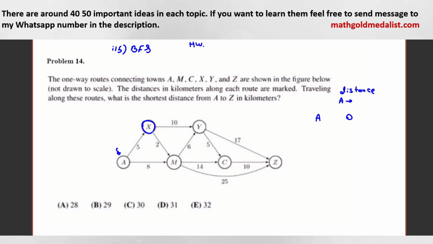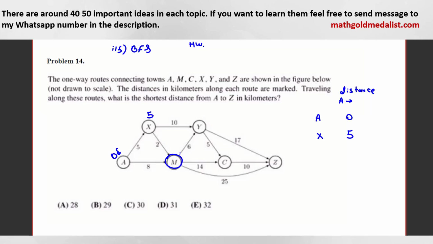But X, if you consider input to X, if you want to reach X, you have to pass from A. So the next one that you should update is X, because we've considered A, and now the next step is X. Because A was 0, for X it will be 5, because 0 plus 5 is 5. The distance is 5. For X it is easy: the minimum shortest distance is 5.